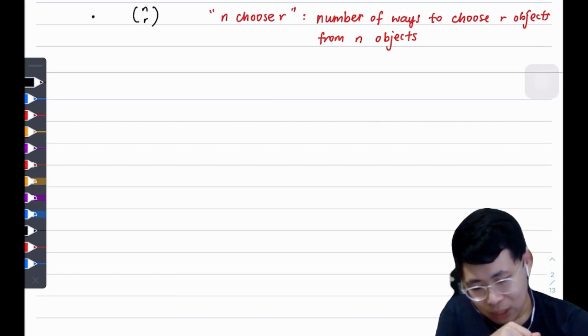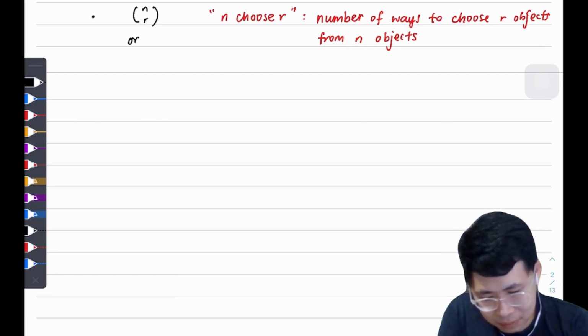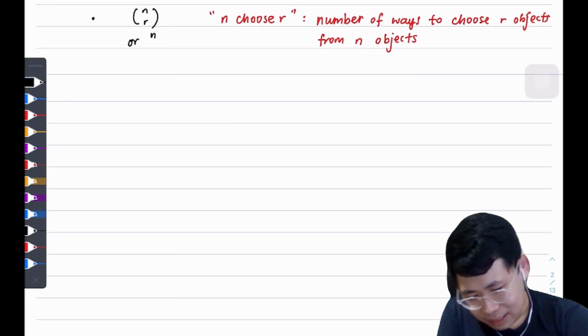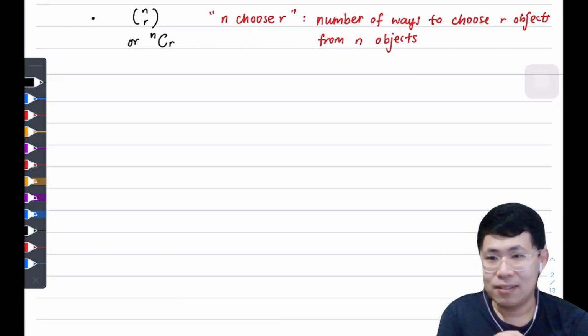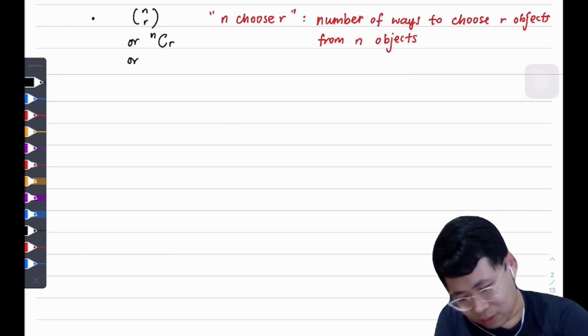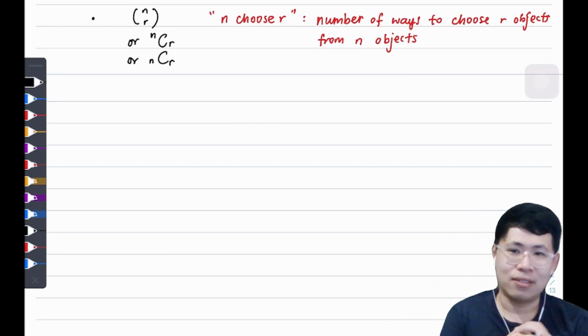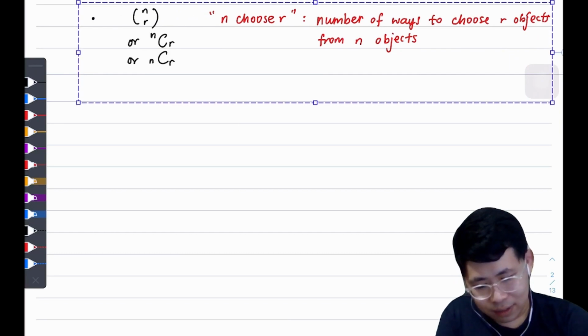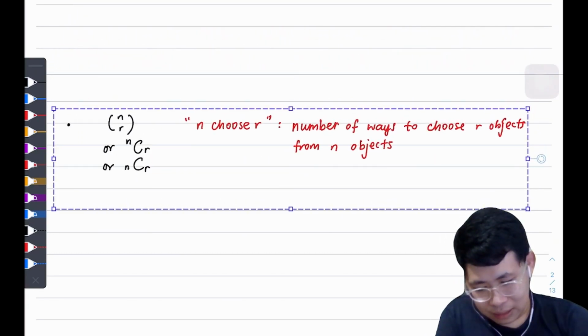So this is the notation that we write: n above, r below, in a bracket. Another way to write this is nCr, small n, C, and small r. Okay, like that. So this is the n choose r thing that we need to learn in this part.